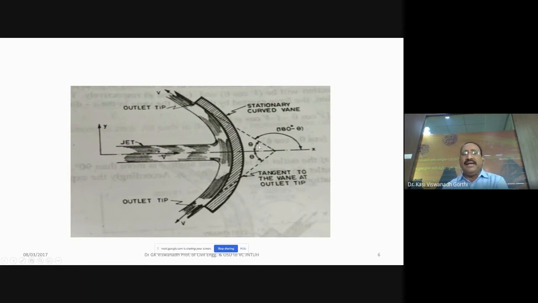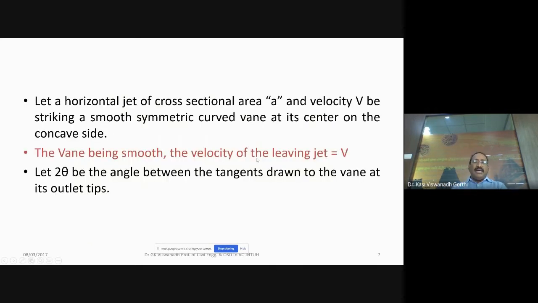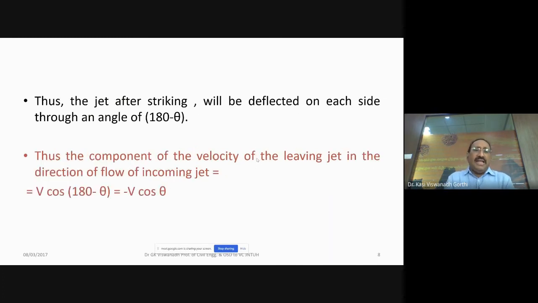That means on one side, with respect to the original jet direction, you have an included angle of theta. Similarly, this side also you have another included angle of theta. So let 2 theta be the angle between the tangents drawn to the vane at its outlet tips. Thus, the jet after striking will be deflected on each side through an angle of 180 minus theta. Angle of deflection is 180 minus theta.